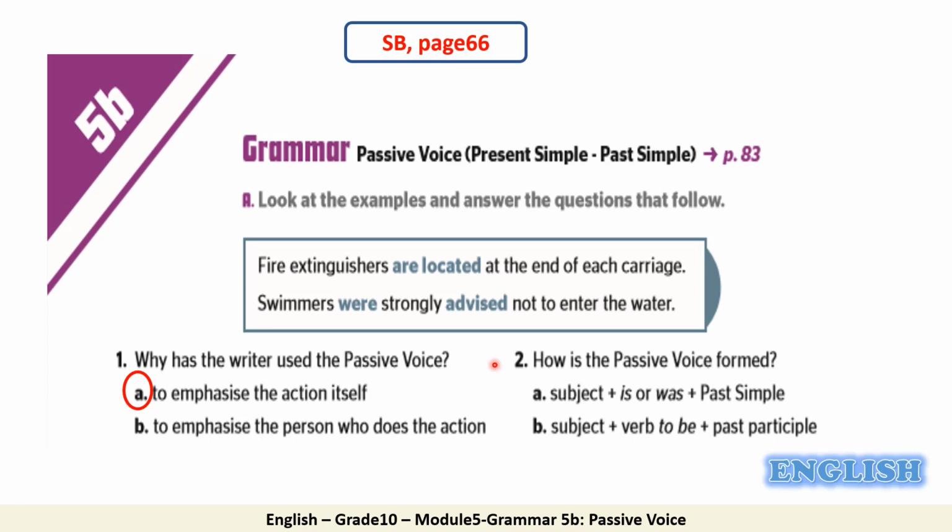Now the second question, how is the passive voice formed? Is it by using subject plus is or was plus past simple, or by using subject plus verb to be plus past participle? Very good. The correct answer is subject, as you have in the examples, fire extinguishers, plus verb to be plus past participle. And the second example, we have swimmers, subject, plus verb to be in the past tense, plus the past participle of the verb.